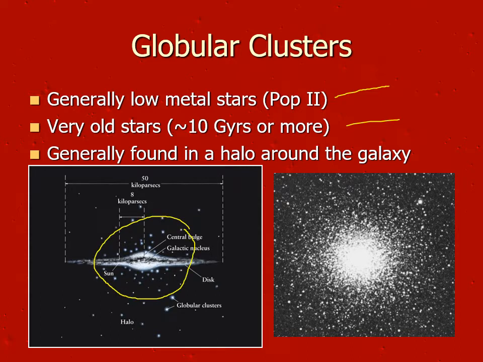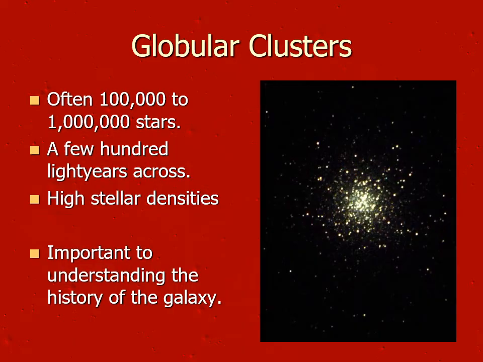So our galaxy is kind of like a fat pancake with a bulge in the middle, and the globular clusters form this halo around it. And your typical globular cluster is a ball of stars that is at most a few hundred light years across. And that sounds really big, but they have between 100,000 and 1,000,000 stars in them. That makes them really high stellar densities.